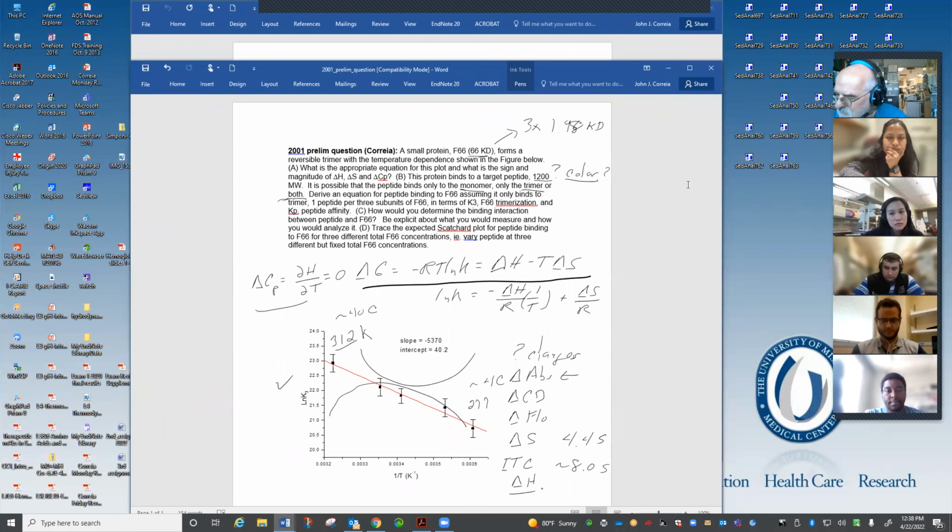We didn't talk about size exclusion chromatography. You could, where is it?